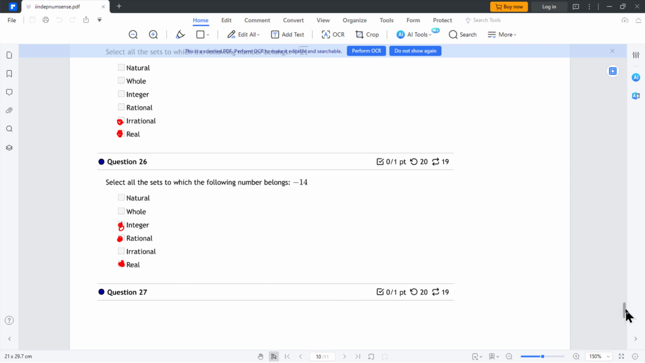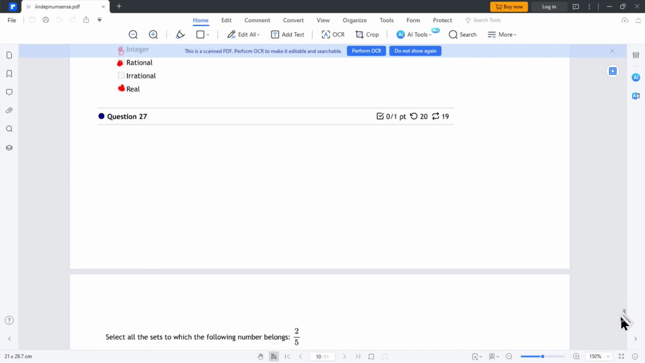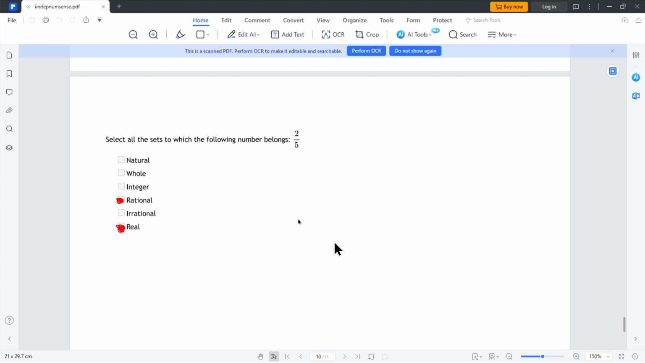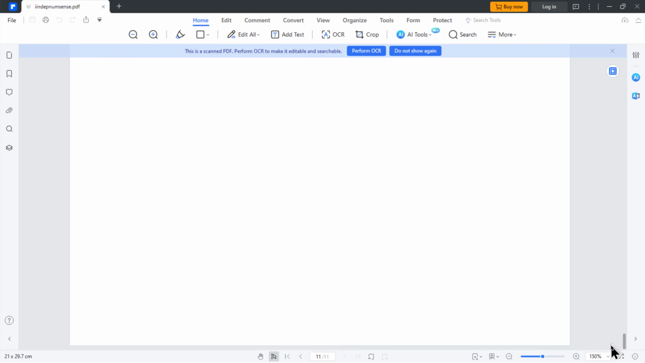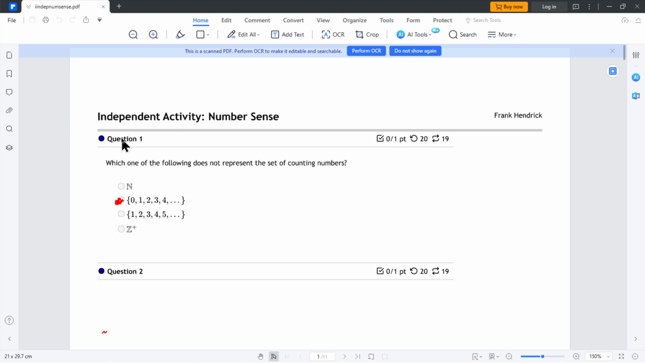Number 27. So 2/5, that's a fraction, and it's a real number. It's not an integer, it's not a whole, and it's not a natural number. Okay, and that is the end of the independent activity for number sense.